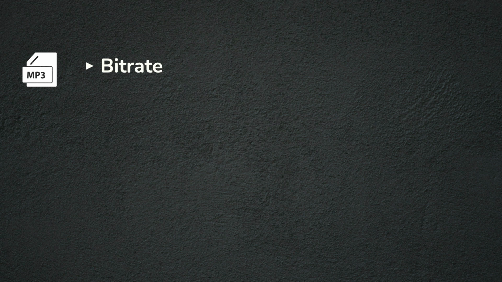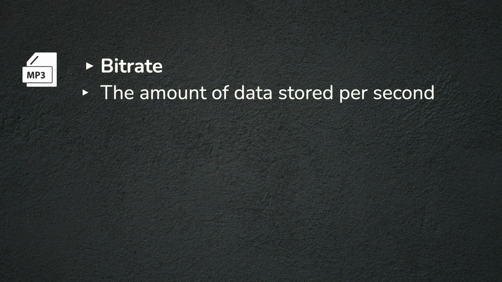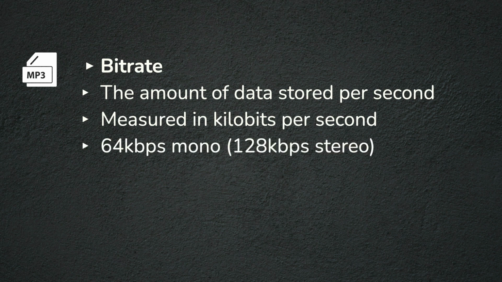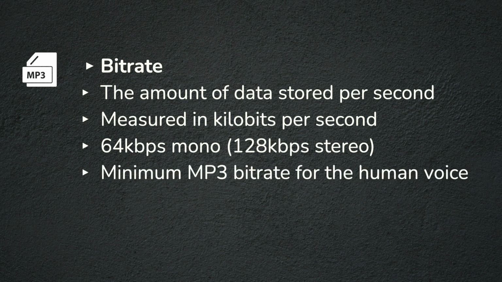So next up then, let's look at bitrate. So I talked about kilobits per second. Bitrate is the amount of data that is stored per second, and it's measured in kilobits. A 64 kilobit per second mono file is the standard that we go for, and that is literally half of a 128 kilobit per second stereo file. 64 is around the minimum I would recommend as a bitrate for the human voice.